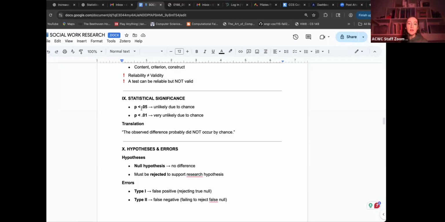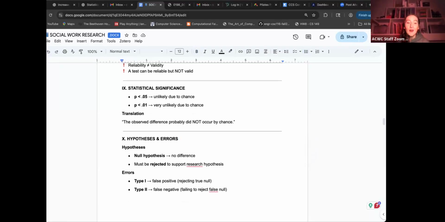Let's imagine someone takes their test and they made a super high score. Well, very unlikely due to chance. They probably were really studying, right? But very unlikely it was due to chance. The observed difference probably did not occur by chance.